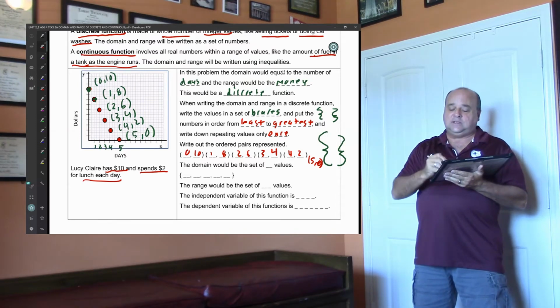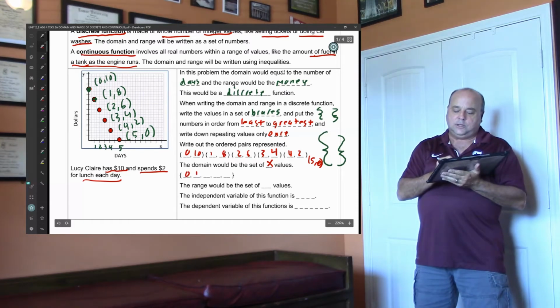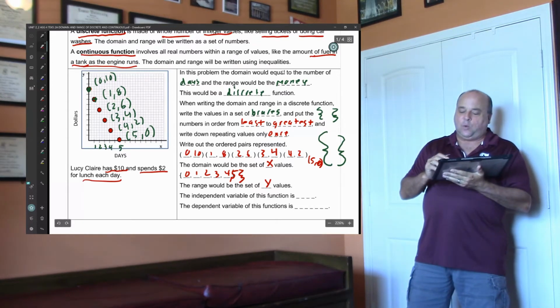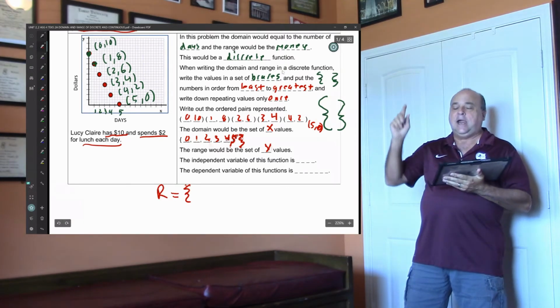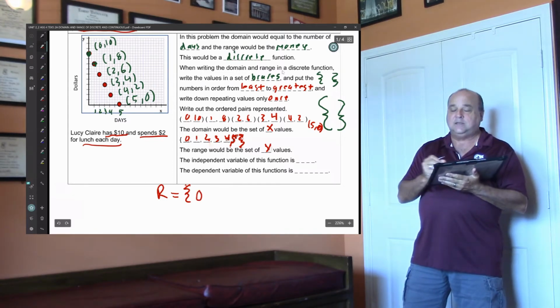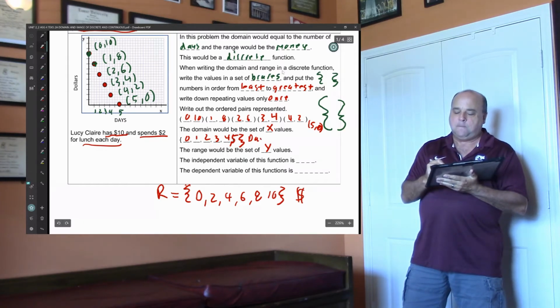The domain would be the set of x values. So the domain would be equal to {0, 1, 2, 3, 4, 5}. Put a brace. The range would be equal to the set of y values. Okay, so for the range, let's put capital R equals, I forgot to fill this in, put a brace, and we write the range from the least to the greatest. So the range is going to be 0, and then 2, 4, 6, 8, and 10.